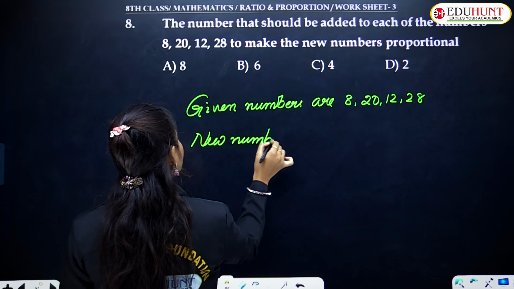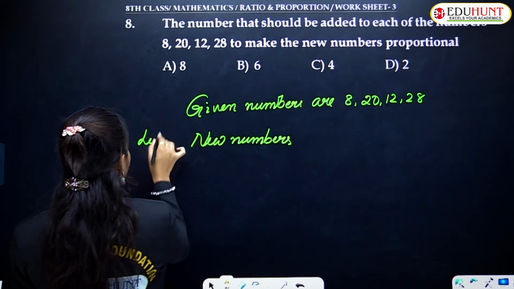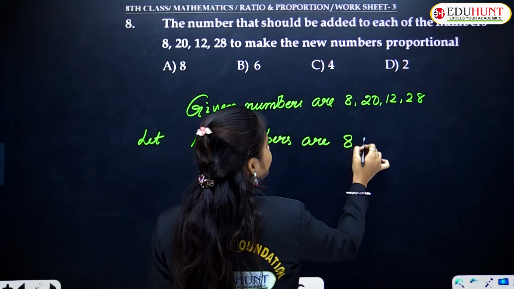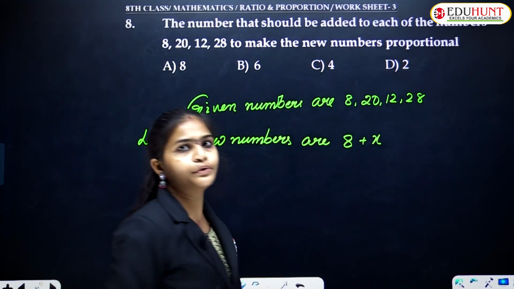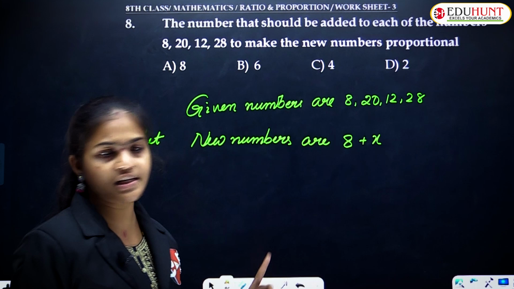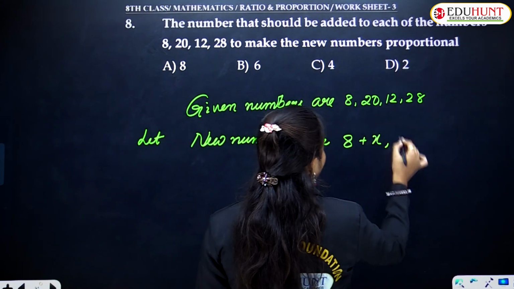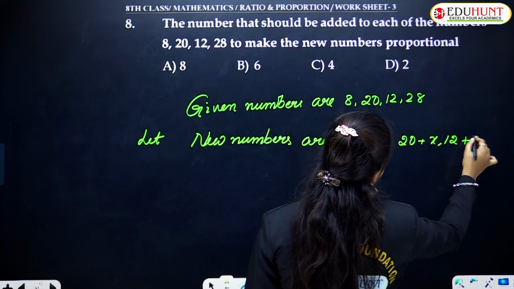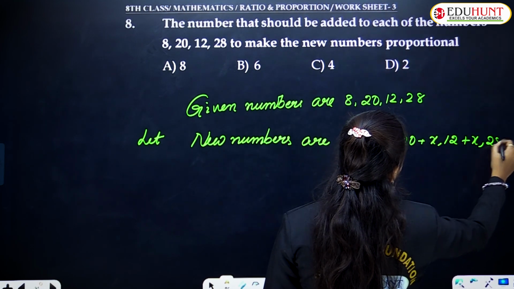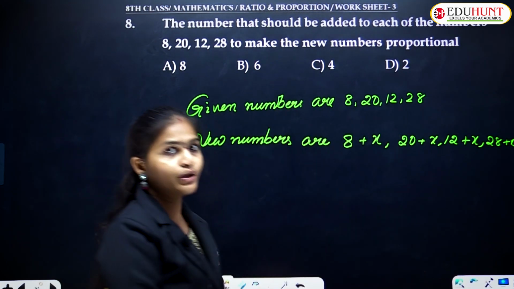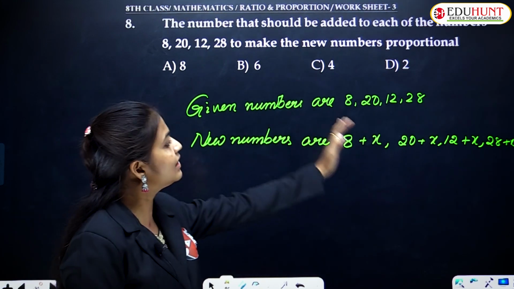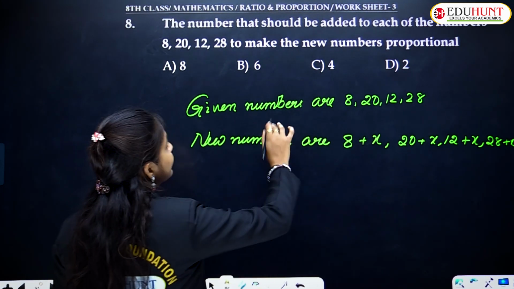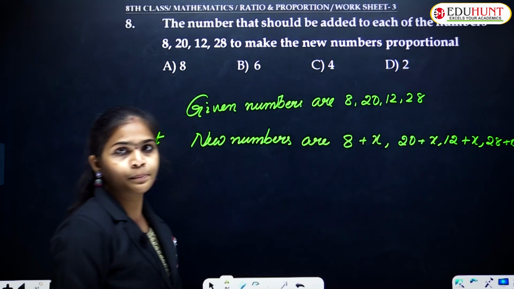Let the new numbers be... What is the first number here? 8. We need to add something here, right? So the new number is 8 plus x. That is the first term. The second term is 20 plus x. Third term is 12 plus x. Fourth term is 28 plus x. So if you add a particular number to all the numbers, then you will get the new numbers, right? So here, these 4 numbers must be in proportion.